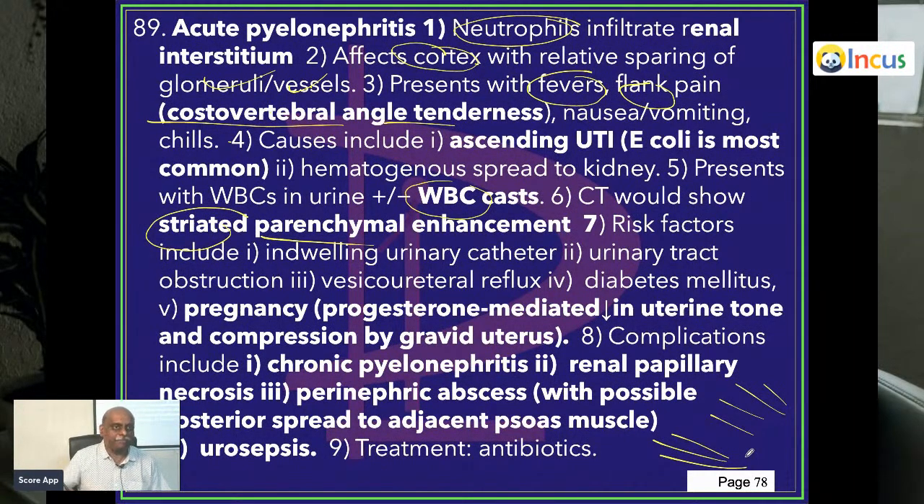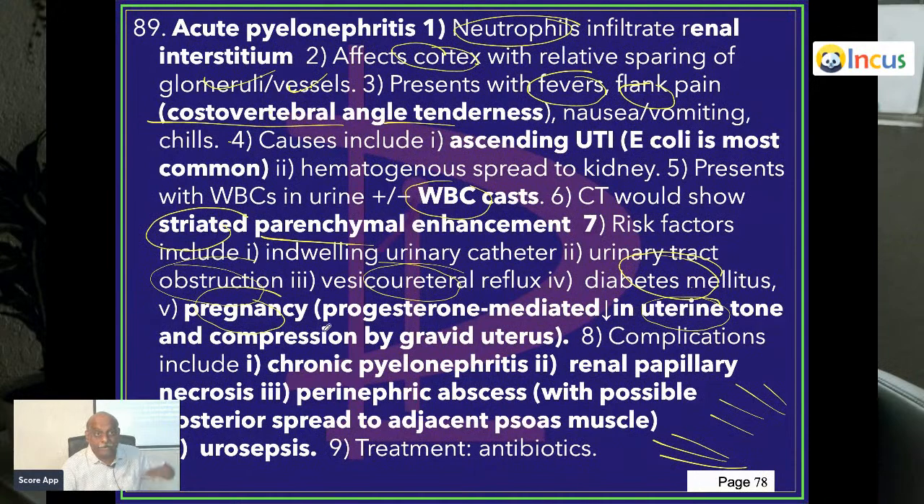We made it, because we passed the indwelling urinary catheter without a proper washing of our hands. Our hand gave the patient pyelonephritis. Indwelling catheter, urinary tract obstruction, vesico-ureteric reflux, diabetes, pregnancy itself, because pregnancy has progesterone. The progesterone will cause a decreased ureteric tone, not uterine. The ureter becomes very slack, so reflux will increase.